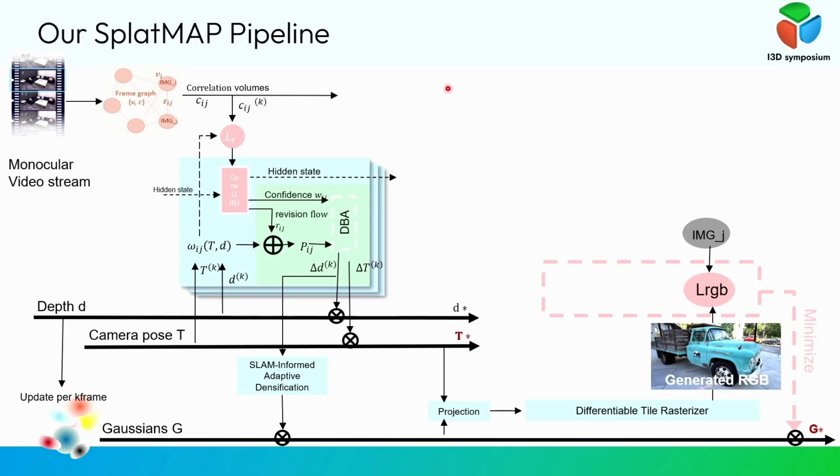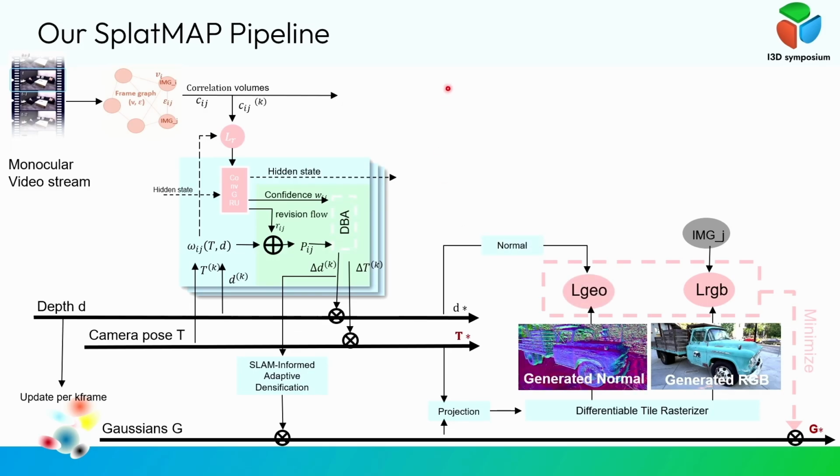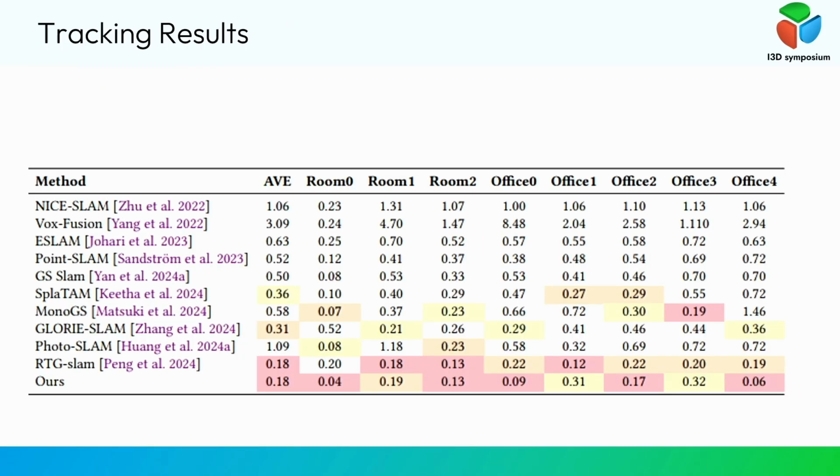And besides this, to further improve the geometry constraint, we also introduced a geometry-guided loss here, which basically calculates normals based on the depths we estimated from the SLAM, and uses that to make sure the system takes the RGB and also the geometry into consideration and improves the final quality.